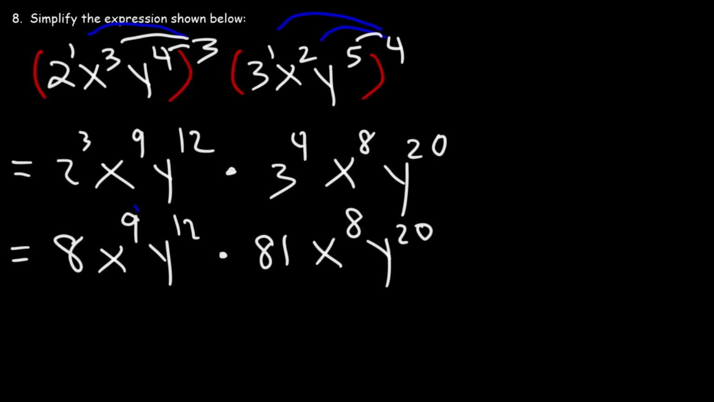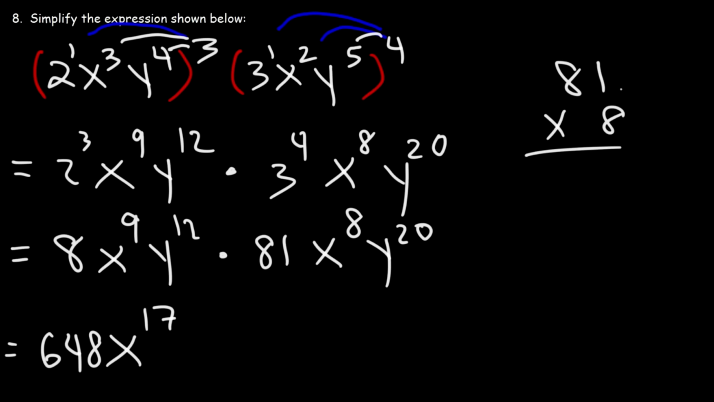Now let's multiply x to the ninth power by x to the eighth power. When you're multiplying common bases, you can add the exponents. So 9 plus 8 is 17. And let's also multiply 8 by 81. 8 times 81, that's going to be 648. Now, for those of you who for some reason can't use a calculator, you can go back to the old school way of doing math. 8 times 1 is 8, and then 8 times 8 is 64. And so you get 648.